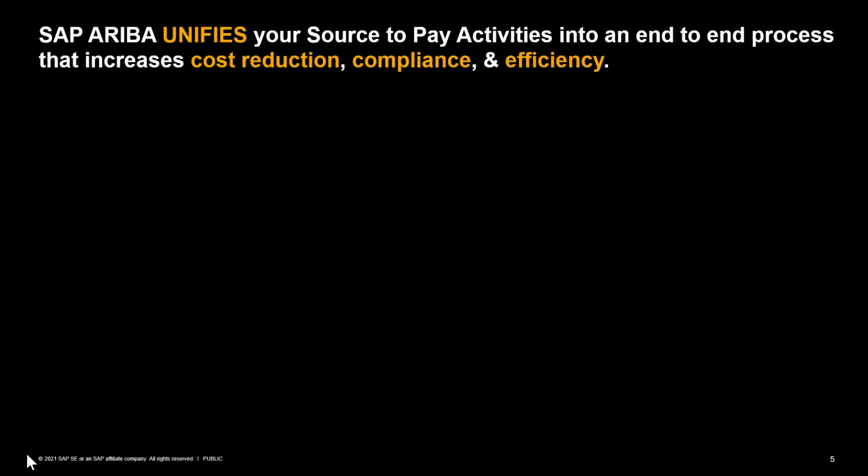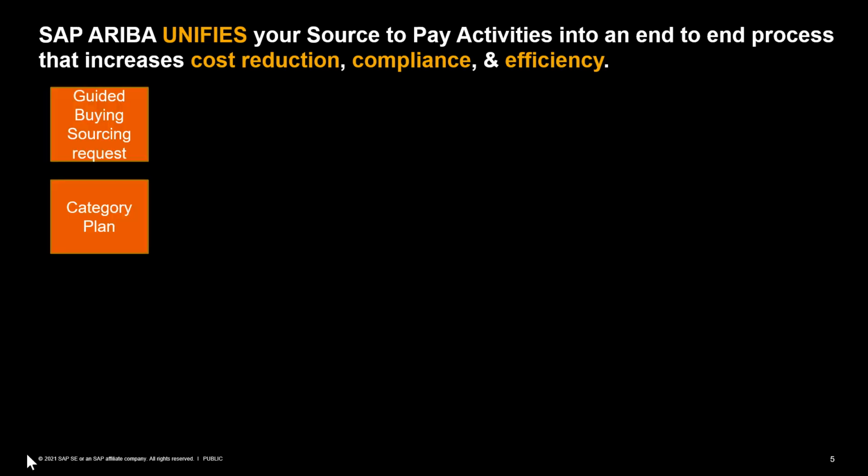SAP Ariba unifies your source-to-pay activities into an end-to-end process that increases cost reduction, compliance, and efficiency. The process starts in either guided buying with an ad hoc sourcing request from a user or from a category plan that's established based on contract expiration, new business requirements, or even spend analysis.